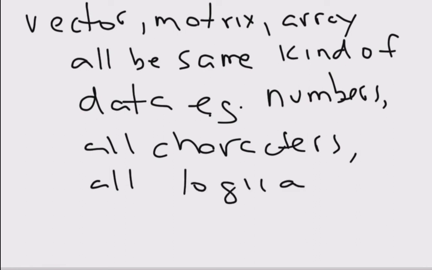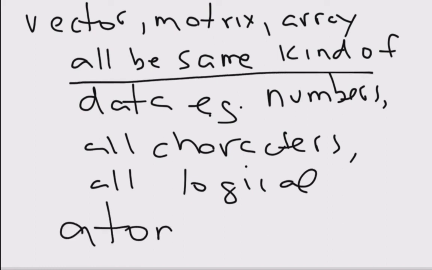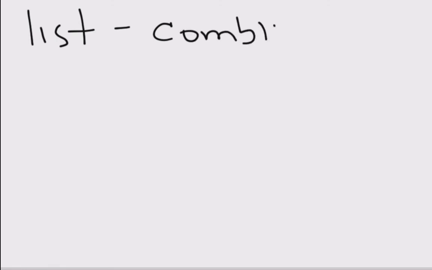And there's a name for this. When everything is all the same kind, it's called atomic. And this is just vocabulary, just jargon. And those are these three things: vectors, matrices, arrays. There are, though, two other kinds of objects, one of which is a list and one of which is a data frame. But a list allows you to combine different data types.